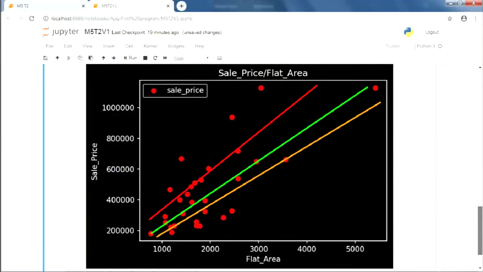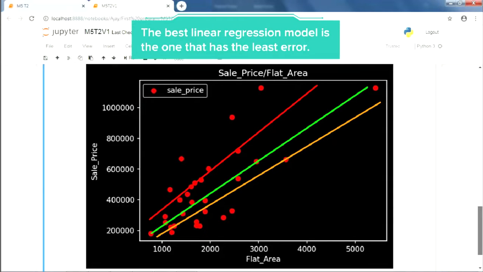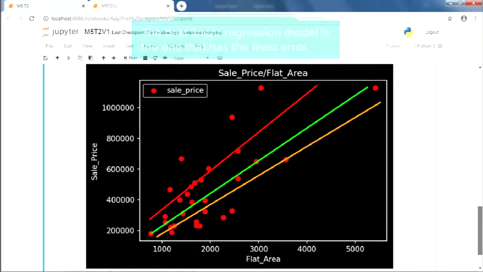Please note that in the case of a linear regression model, the model is nothing but a line, and the best linear regression model and the best fit line are one and the same thing. It is that model which has the least error.